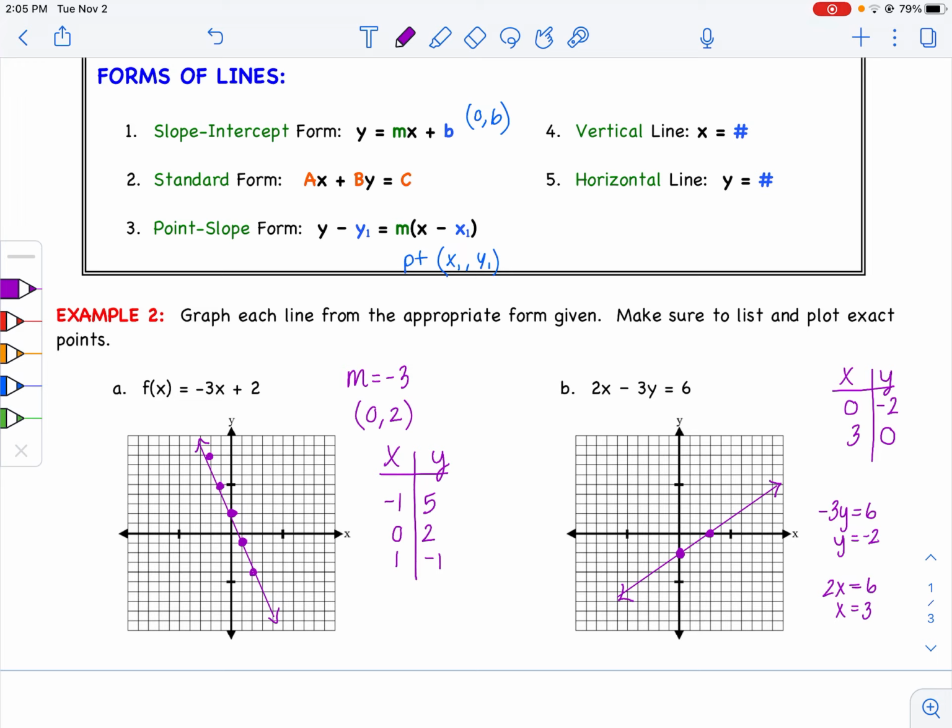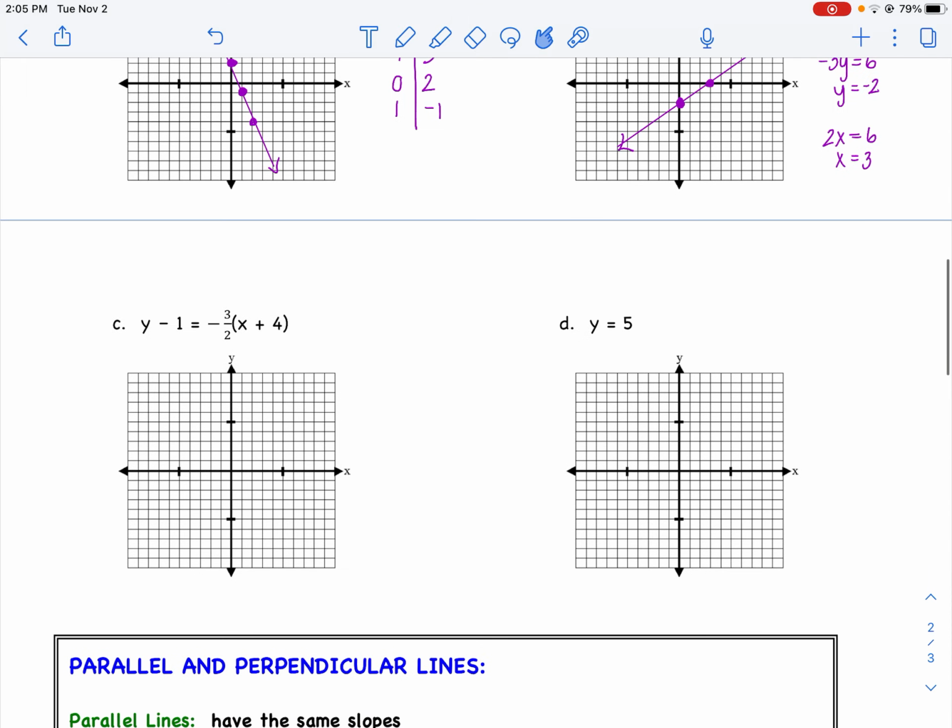You also could solve for y equals mx plus b, and graph from there as well. Your method does not matter to us. You can choose.